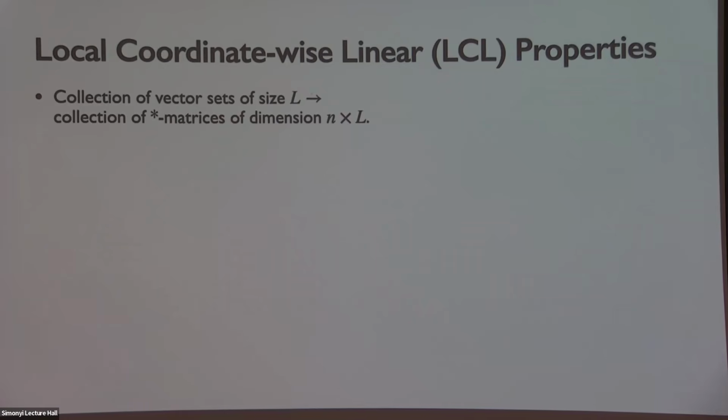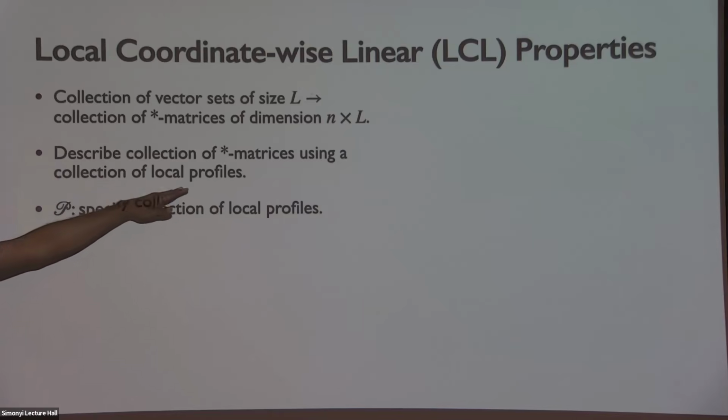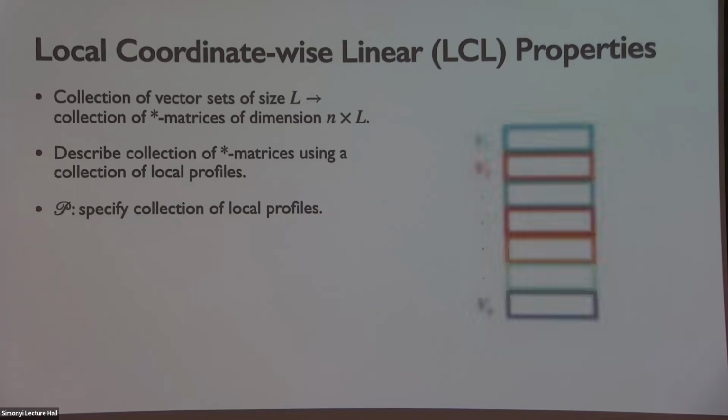So I'll talk about a collection of star matrices now. And I'm going to describe a collection of star matrices by using a collection of local profiles. So what's a local profile? Before I say that, I'll say that it's okay for me to define a collection of local profiles to talk about my property P. Okay, so what's a local profile? It's going to be a set of subspaces, one for each coordinate. Each subspace is going to be a subspace of F_q to the L, capital L, the same L as here. And now, what is this local profile describing?